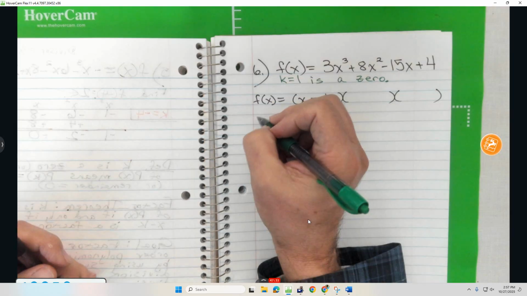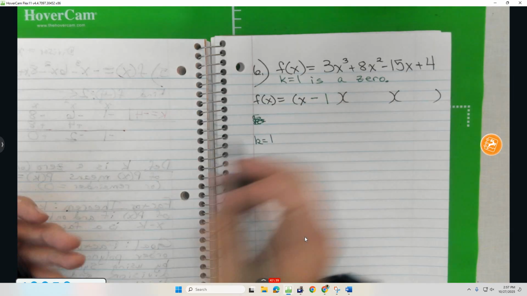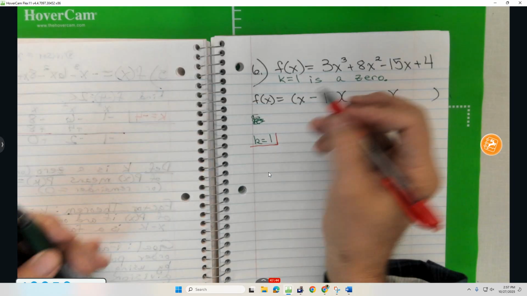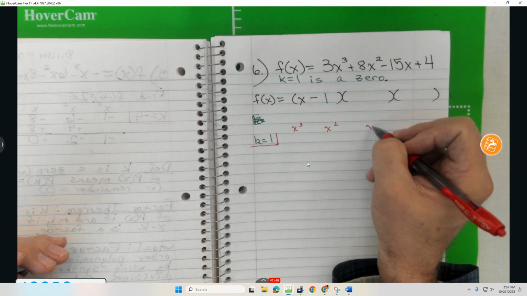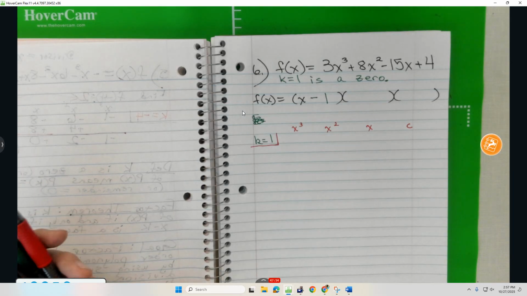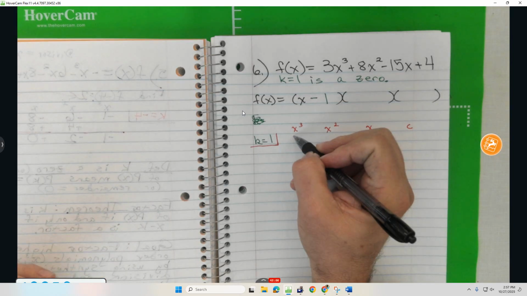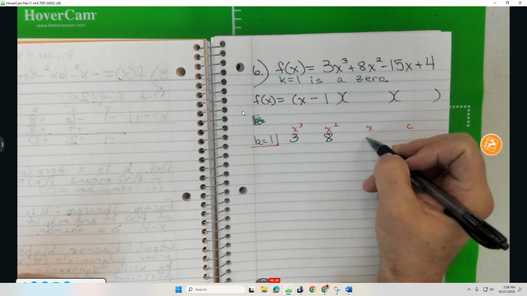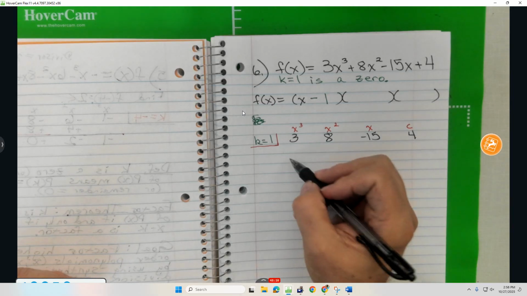Let's use synthetic division now. K equals 1. And then we have an x cubed, x squared, x, and constant. Let's fill in the coefficients, calling them out going across. Here, 3, here, 8, here, negative 15, and here, 4. And then we skip a line.